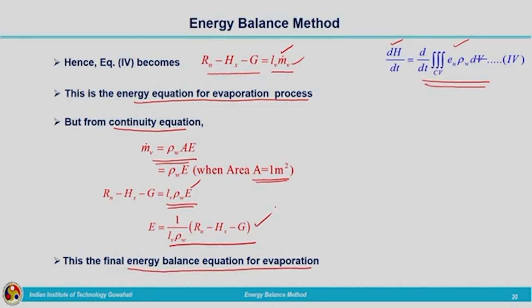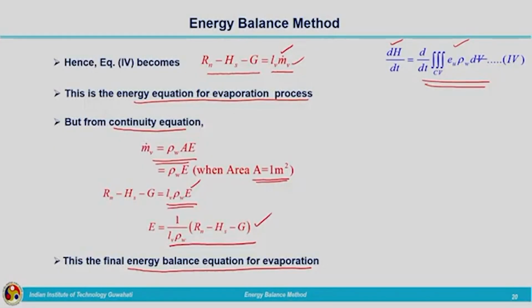Here, what we have done is write the continuity equation and also the energy equation. In the case of the continuity equation, we have written separately for the vapor phase and the liquid phase. In the energy equation, we have made an assumption that the transport process is a steady state process, and we have related the internal energy to the latent heat of vaporization, and we got the energy equation. After combining the continuity equation and the energy equation together, we got the final energy balance equation for the estimation of evaporation.